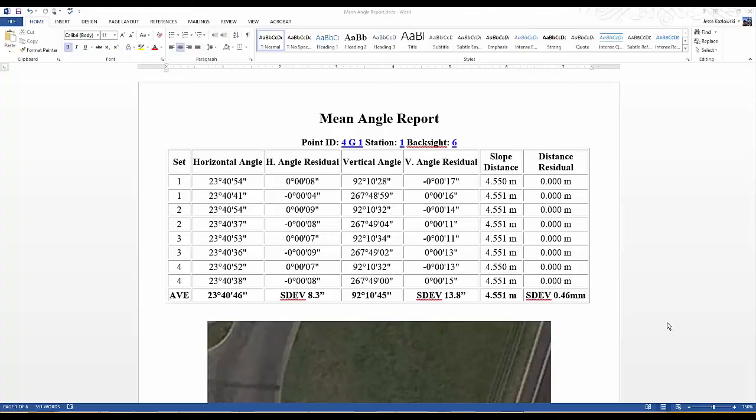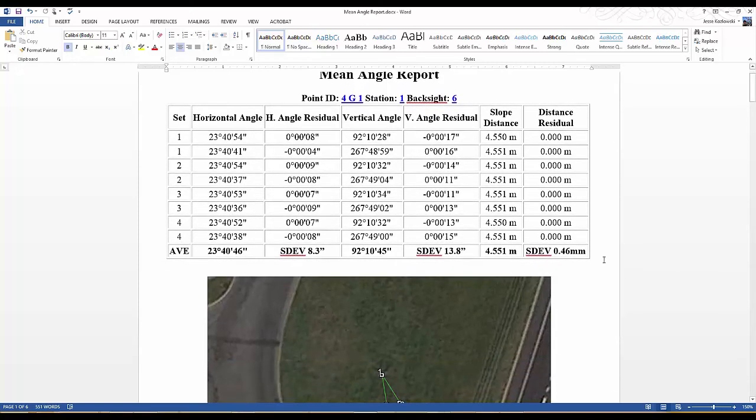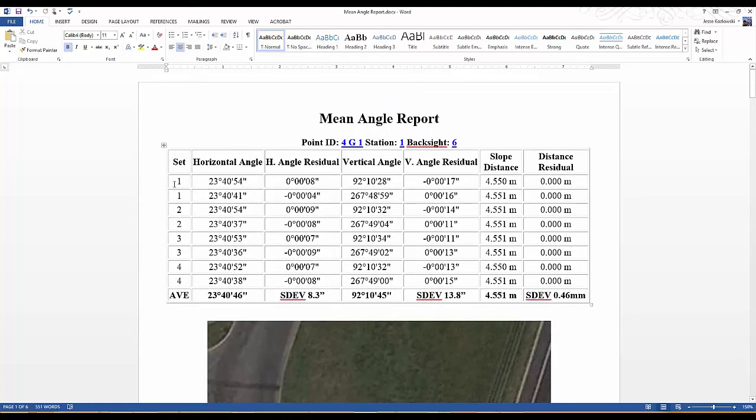All right, and here's what we've all been waiting for, the final results, right? So I've been thinking about how to display or present the final results, and this was the easiest way that I could think of, just to report out the mean angles at each station. So the first one at station 1, backsighting 6, the target that's 2 meters away from the geodetic monument 4G1.